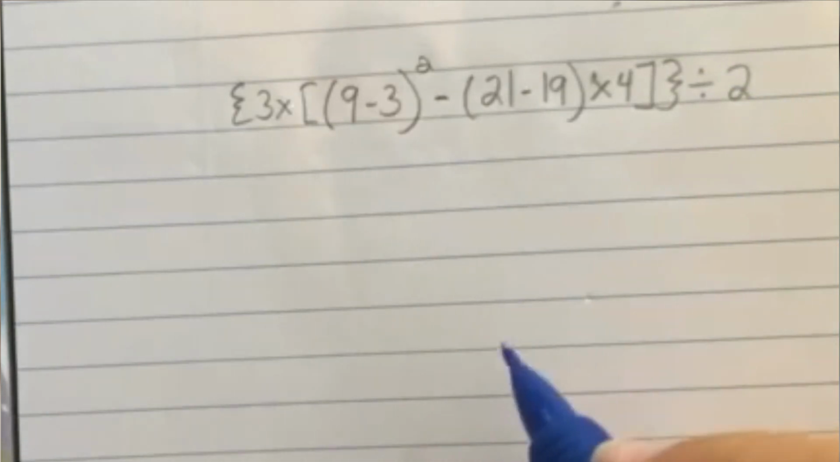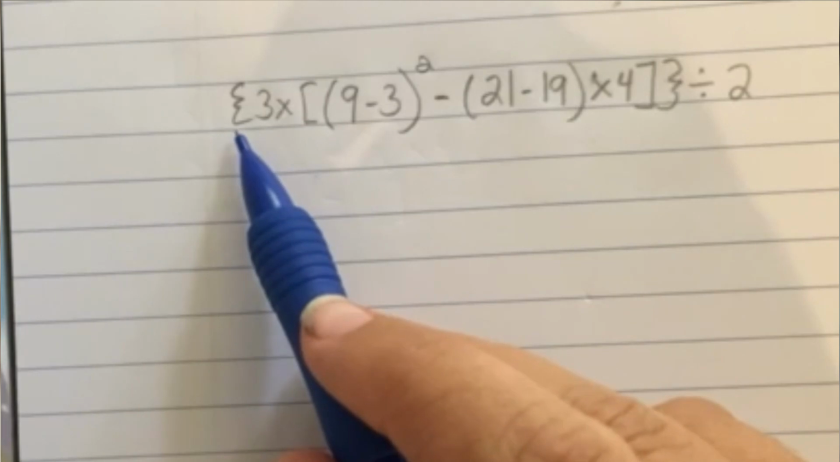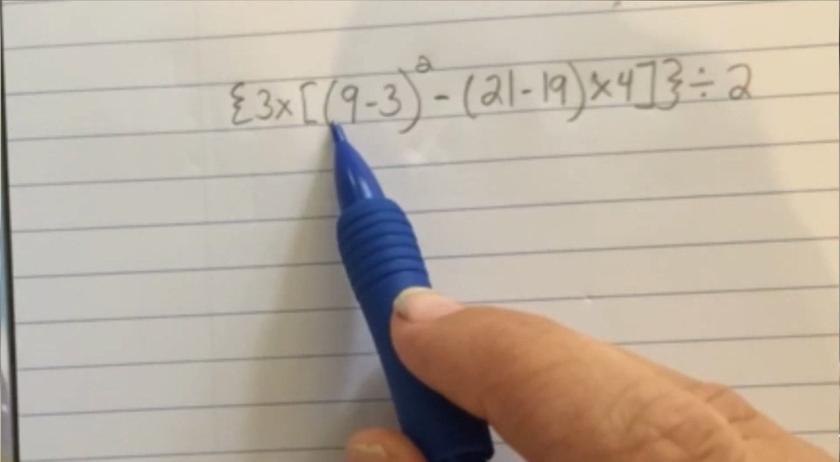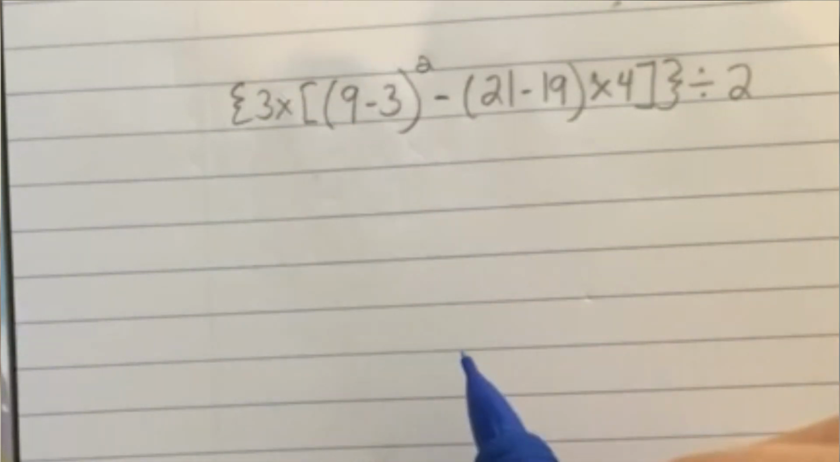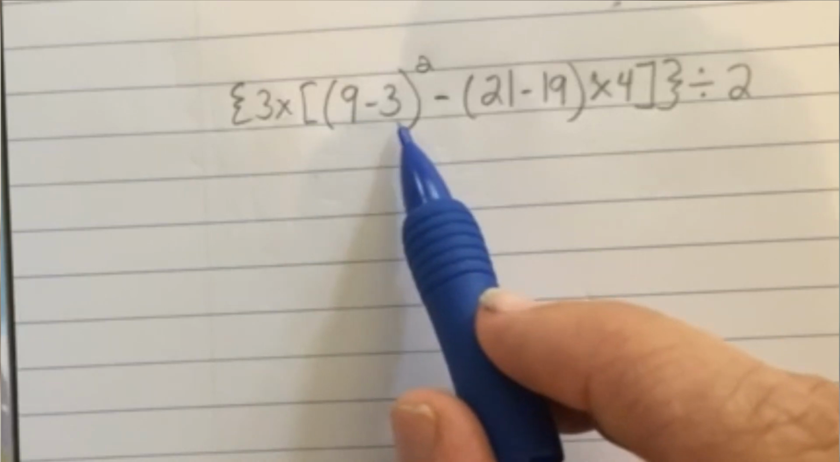So here in this example, we see all 3 types of parentheses: our brace, our bracket, and our normal parentheses that we see every day. So first thing we're going to do is solve our innermost parentheses. So let's go through this.